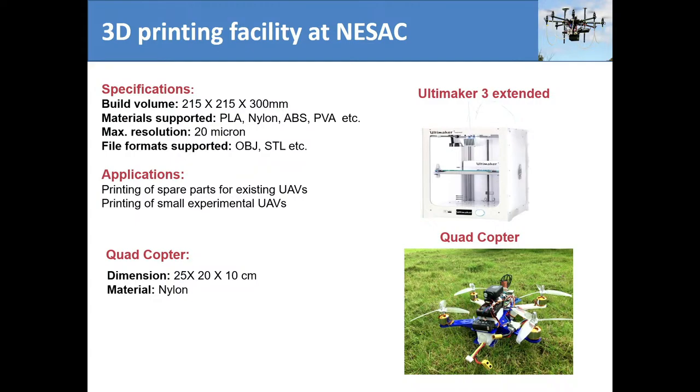I am not going into details now. If you want to know, maybe you can contact me later. It is a totally separate subject. But why are we using it for our drone related applications? We have even printed a small drone. You can see at the bottom this drone entirely printed with the printer. And then you can print some spare parts also, propellers, or suppose one arm of your drone is broken, you can repair it using this.